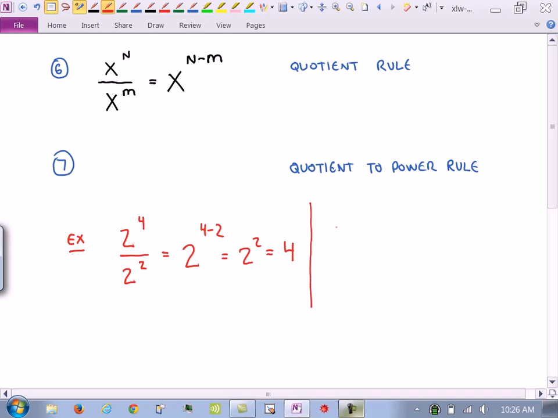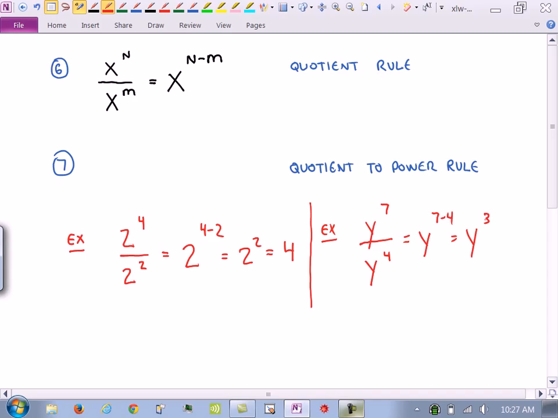Next to this, I'm doing another example. How about y to the 7 over y to the 4? What's that? y to the third. So what you're doing is you're going y to the 7 minus 4, which is y to the third. So if we have the same base, we subtract. Yes.